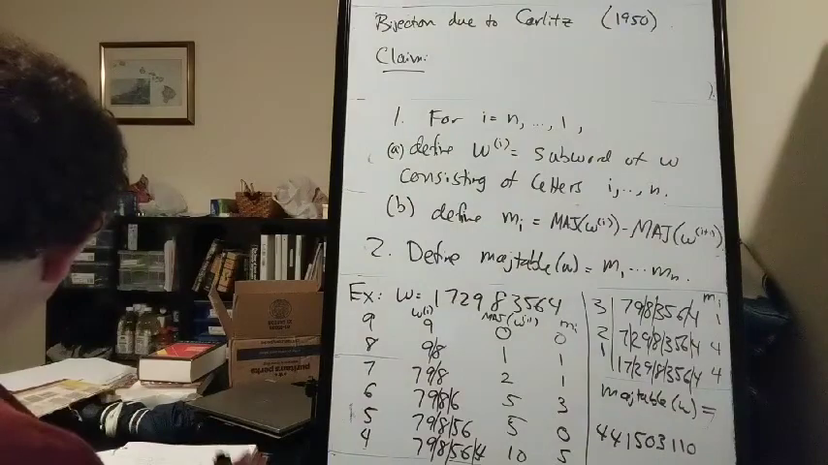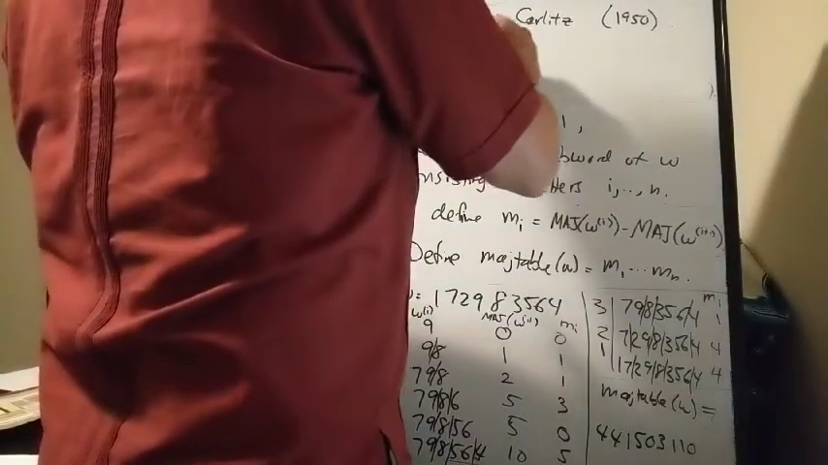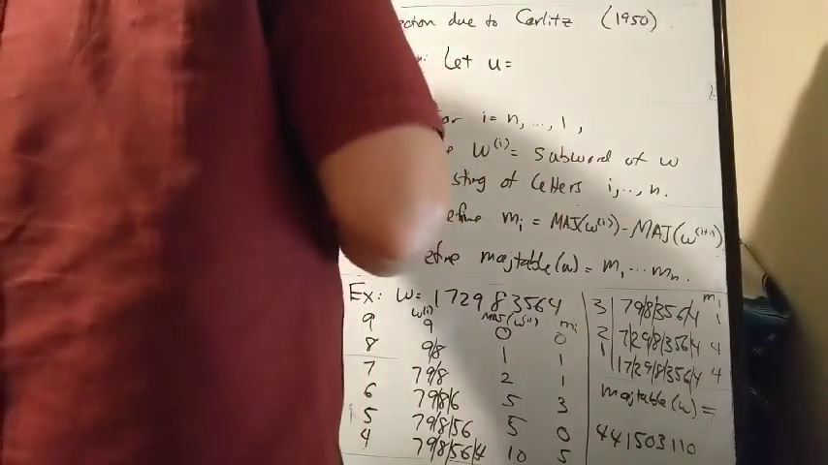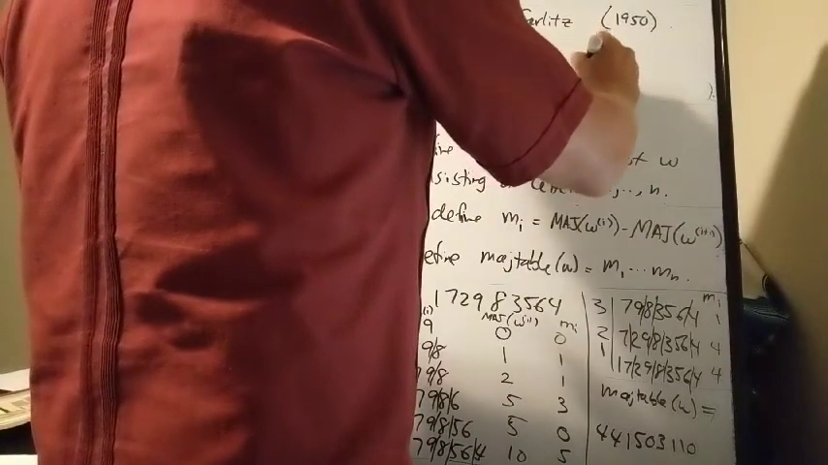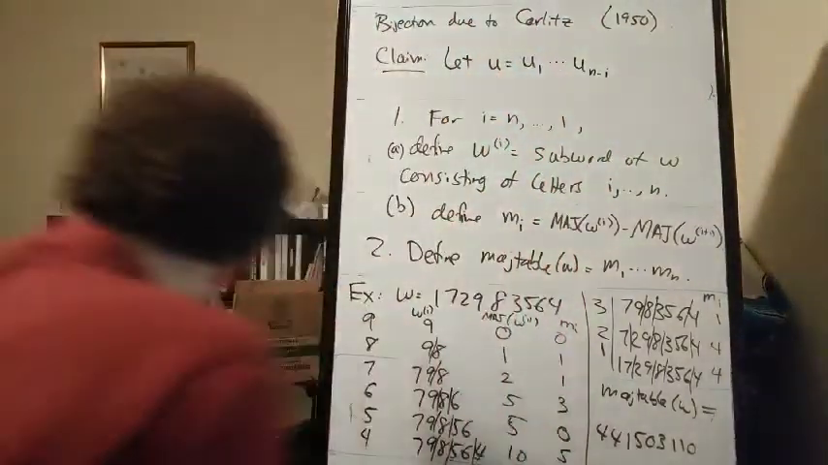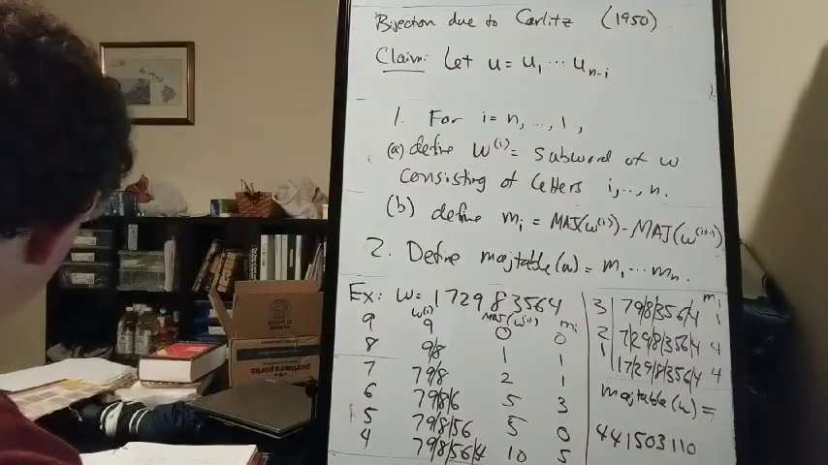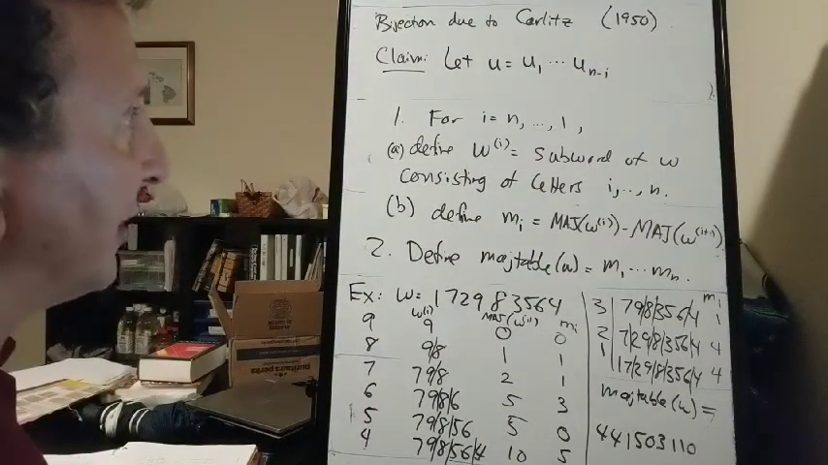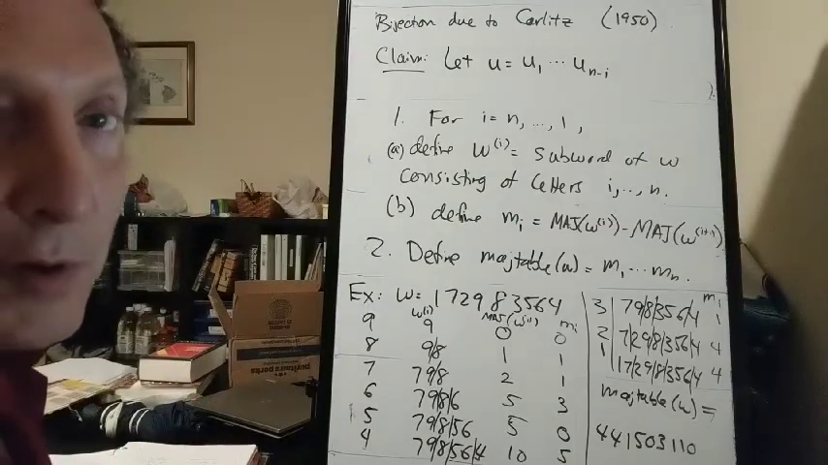So let's suppose that we have, let's let U be this n minus I letter word, which is a permutation of the letters I plus 1 through n.